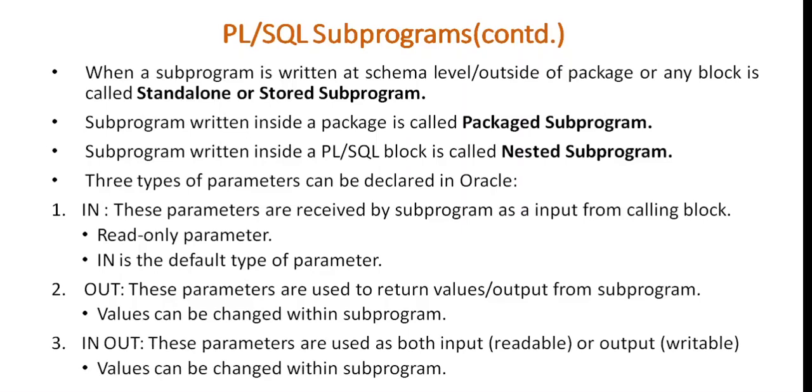Then we have the third type of parameter, that is in out. These types of parameters can be used as both an input parameter and an output parameter, and their values can be changed within the subprogram. So these are the types of parameters in Oracle.